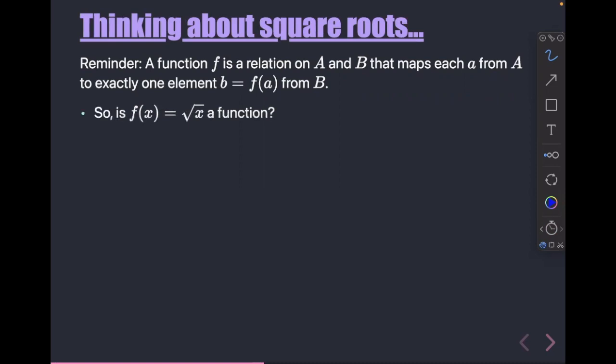So is f of x equal to the square root of x a function? Well, the answer is it depends. I showed an example previously in this talk where f of x equal to square root of x is not a function. But there are ways you could define it such that it is a function. It really just depends on how you're defining A and B, your input and output. That will determine whether or not the square root of x is a function. Let me talk more about what that means.